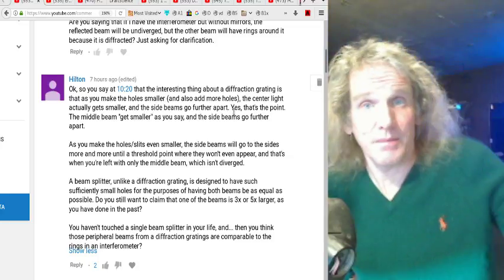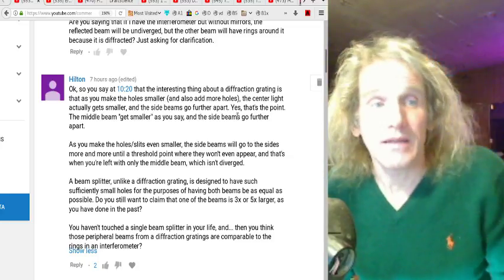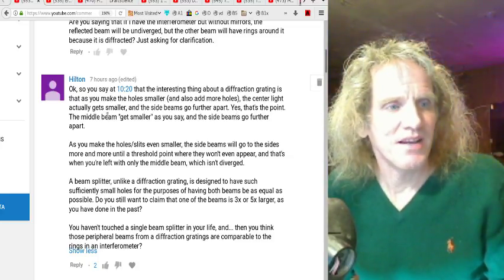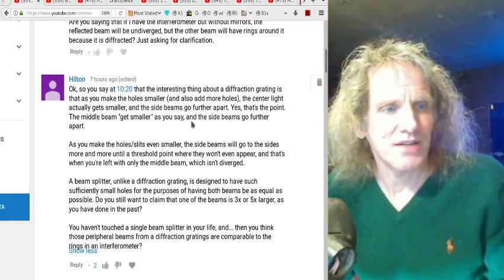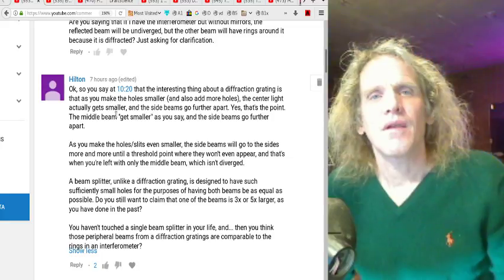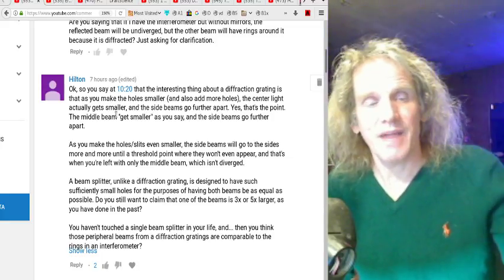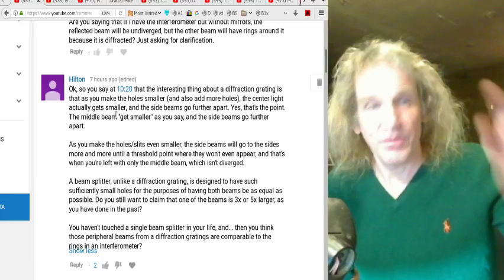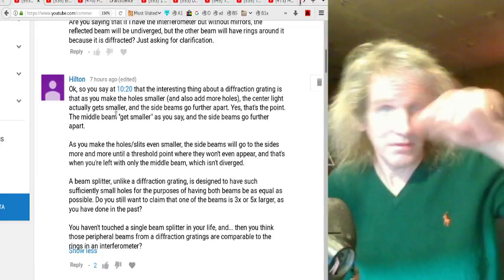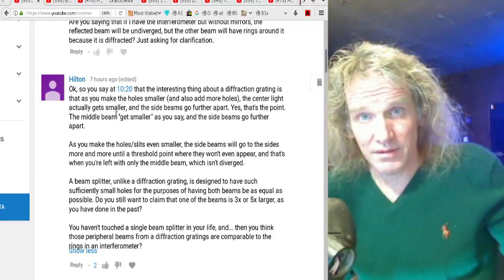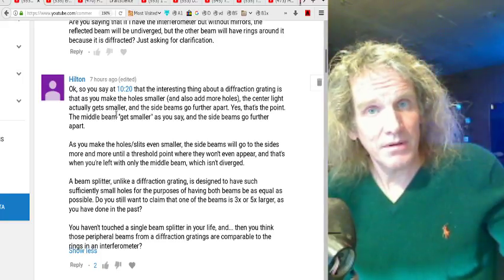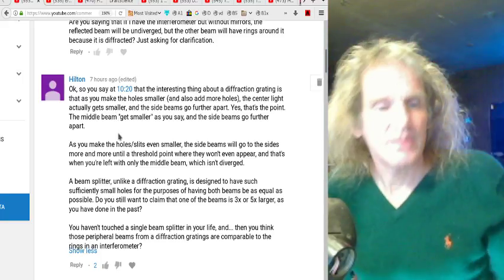It just doesn't. I mean, I saw it. I did the experiment. Yes, that's the point. The middle beam gets smaller, as you say, and the side beams go further apart. Frankly, it's not the point. My point's exactly the opposite, that those side beams are Newton's rings, and without them, you don't have any rings.